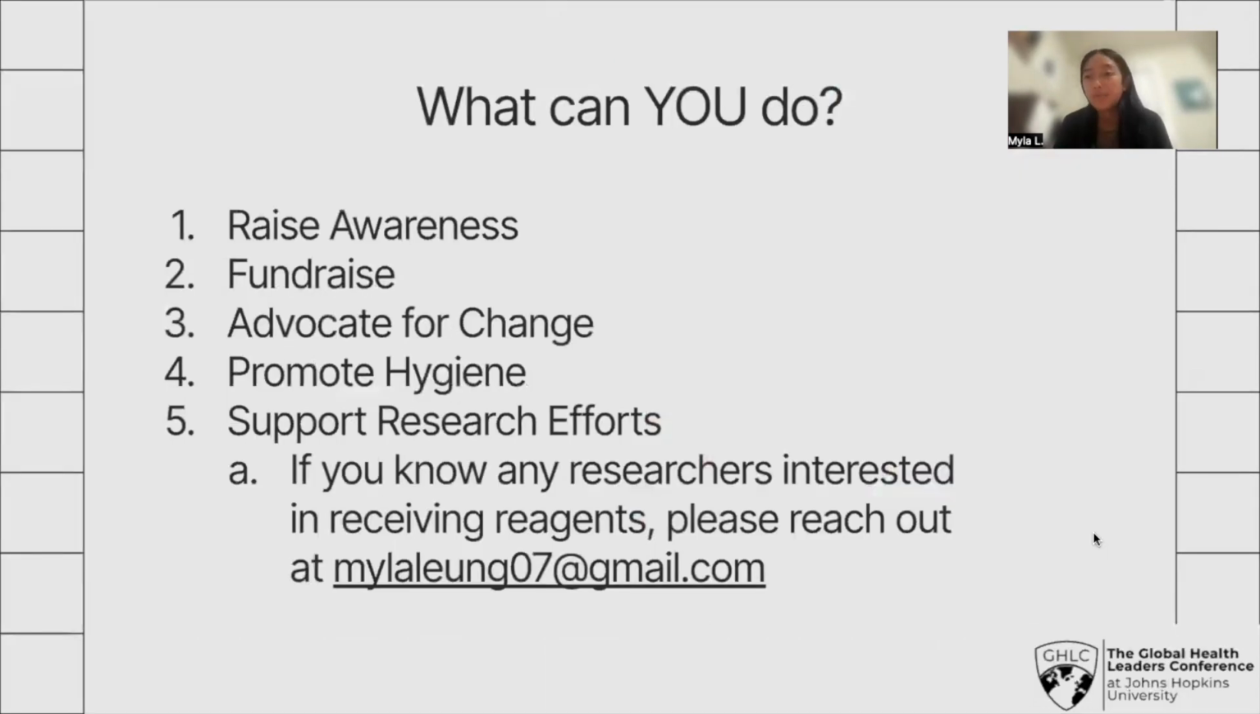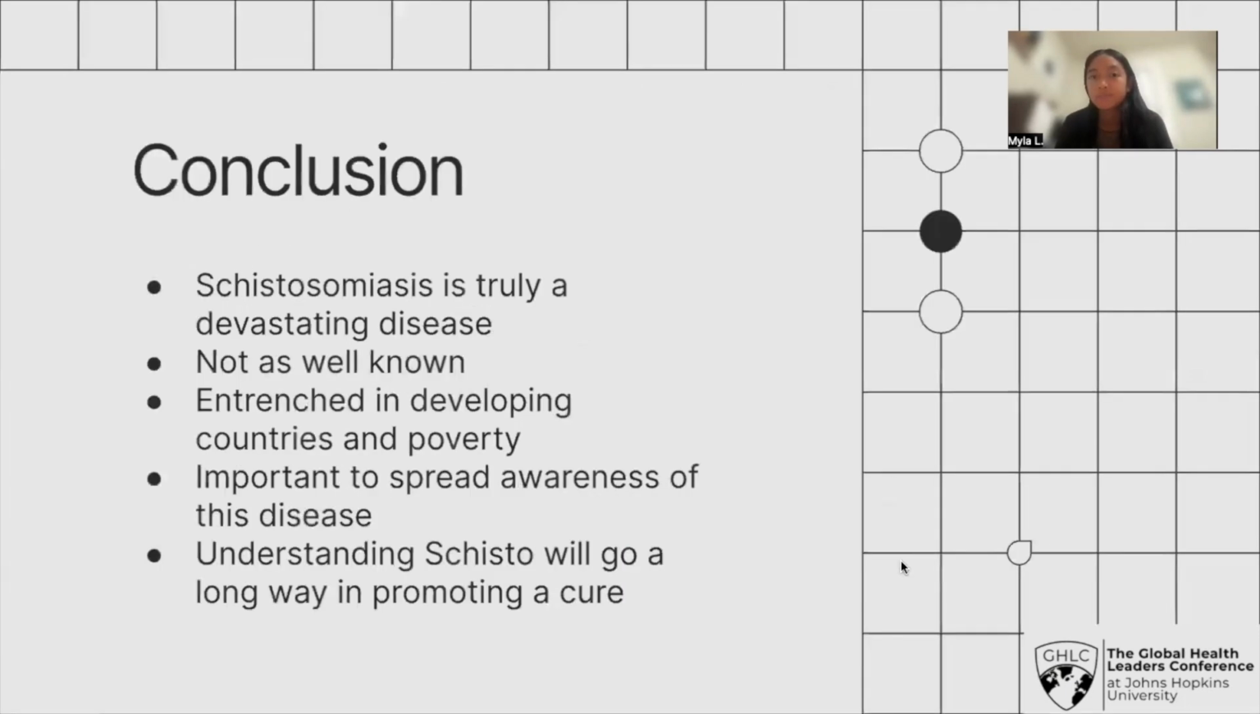Now that I've mentioned my work, I wanted to say what you can do. You can raise awareness about this disease because it is a neglected tropical parasite. You can fundraise, advocate for changes on the local, state, and national or international level, promote hygiene if you live in areas affected by schisto, or support research efforts. If you know any researchers interested in receiving reagents, please reach out to my email listed here.